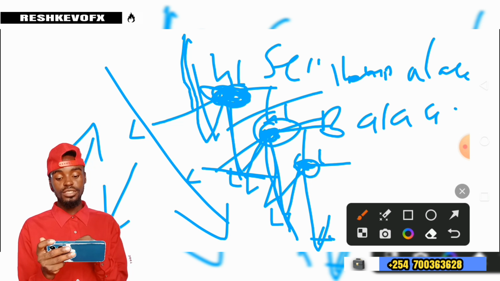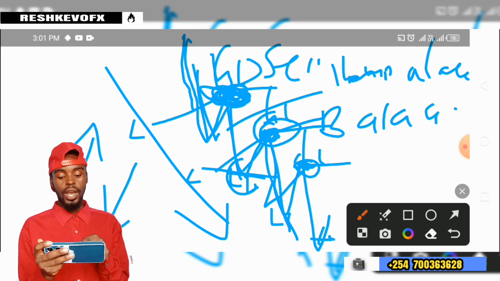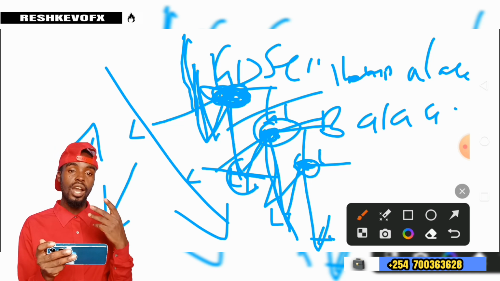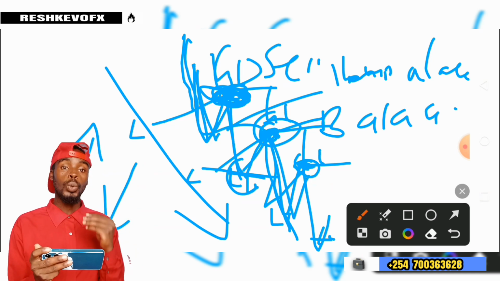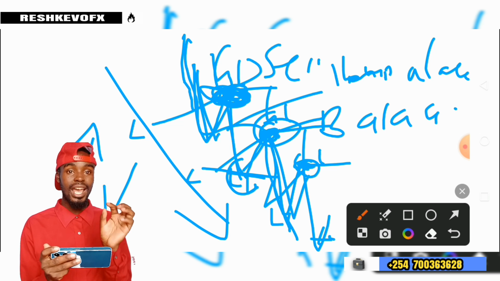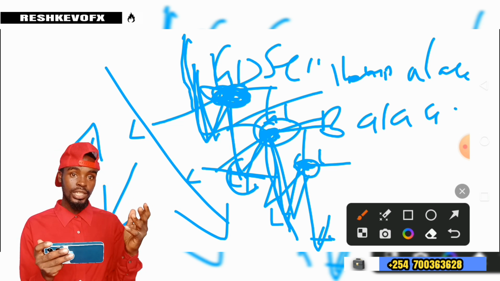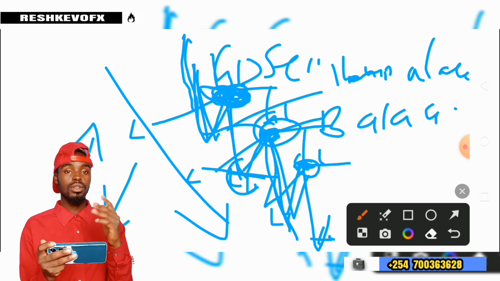For a downtrend, it is making a high low and a low low, a high low and a low low. So this is just a drawing. We are going to the real chart to see how you identify the downtrend. We have already discussed the uptrend, guys.